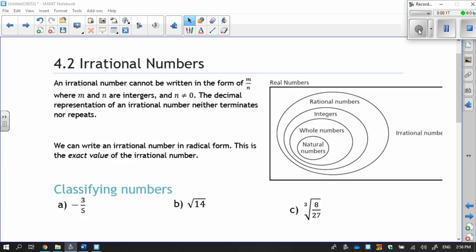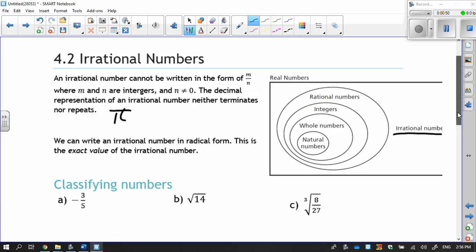So an irrational number cannot be written in a fraction form m over n, where m and n are integers, and the denominator is not 0. The decimal representation of an irrational number neither terminates nor repeats. So for instance, a classic irrational number that we all know is pi. This never repeats, and nor does it end. Therefore, pi is irrational. That means it's way out here in this nice little Venn diagram that we have.